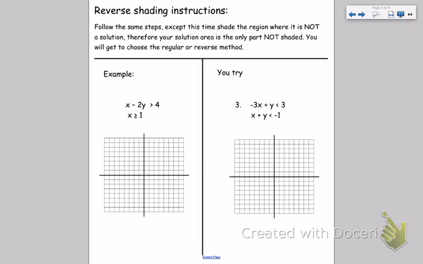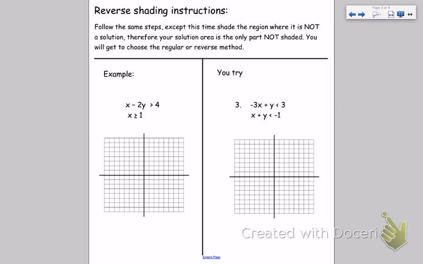Alright, so this is extra. If you do not want to watch this, you don't have to, but this is something called reverse shading, which kind of makes things a little bit neater, so we were going to show you. We do the same exact steps, only instead of shading the side where you get a true statement, you're going to shade the side where we get false statements.